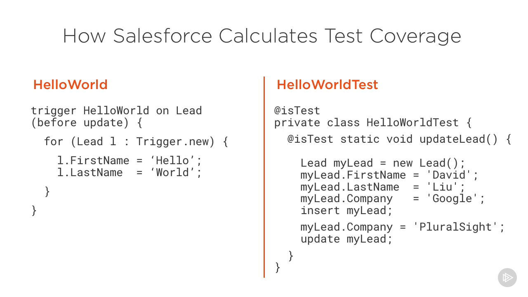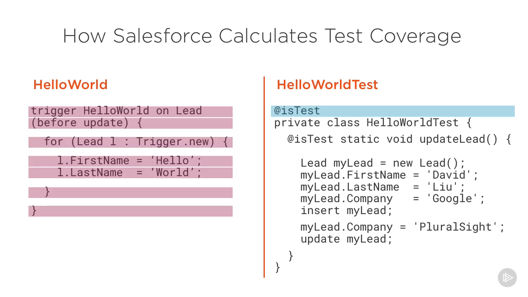On the left, we have our trigger. Lines that are not yet covered by our test class will be highlighted in red. Lines that are covered by our test class will be highlighted in green. On the right, we have our test class. We'll be going through this test class line by line to see what line of code gives us our coverage and how much. Let's begin.